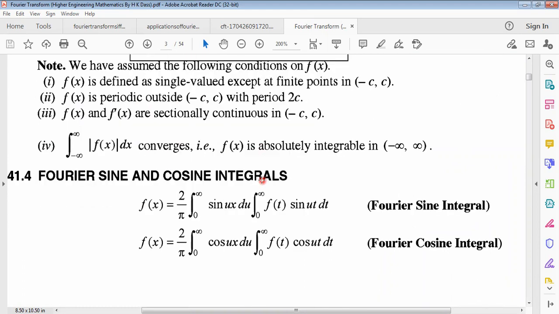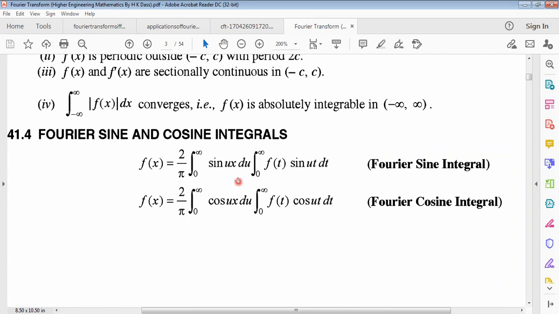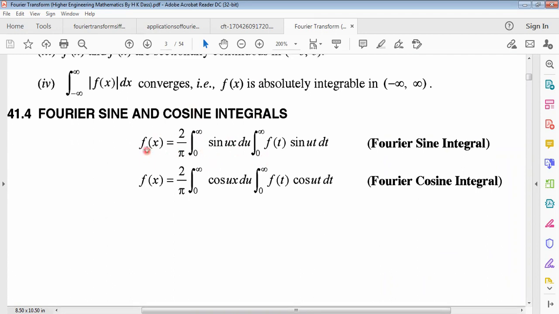Now today, Fourier sine and cosine integrals. What will be the Fourier sine and cosine integrals? f of x equals 2 divided by pi, integral from 0 to infinity, because minus infinity to plus infinity is divided into two parts, so this is why I'm multiplying by 2. 2 by pi, integral 0 to infinity of sin ux du, and integral 0 to infinity of f of t sin ut dt. This will be sine and it will also be sine, ux and ut. Remember it, f of t will be the same.